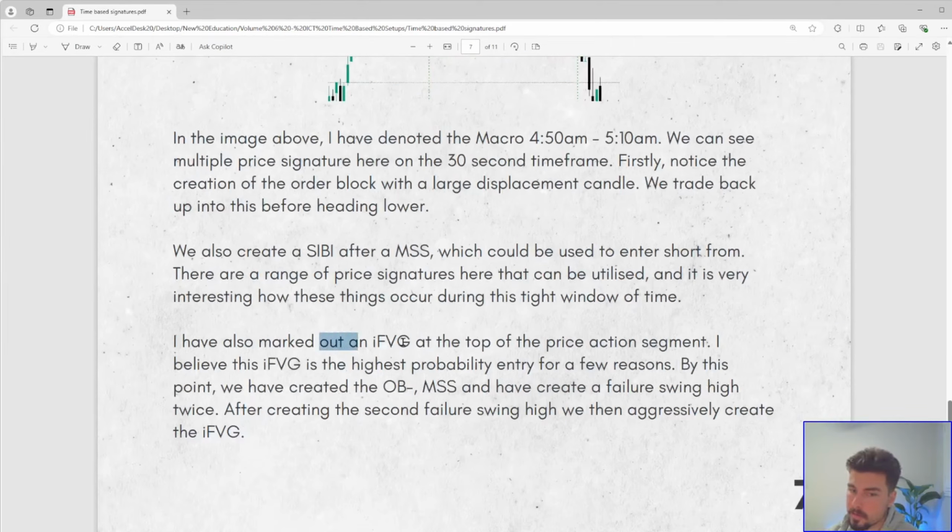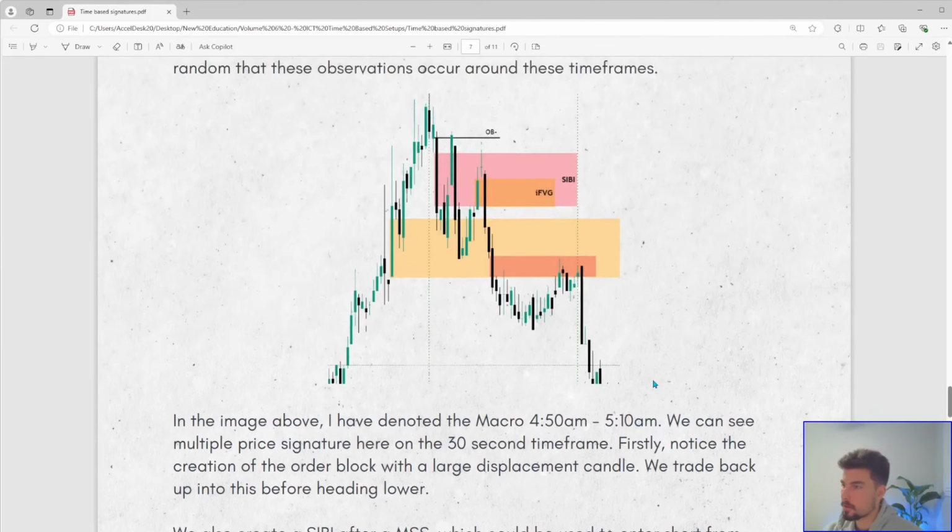Right, I've marked out the inversion fair value gap, and it's the highest probability setup. So I personally, if you're looking for what I do personally, I trade within macros. Why do I trade within macros? Because price usually does important things there. But here's the thing, not every macro is tradable. Right, so yes, price is algorithmic. Yes, it's bullish in macros sometimes, but it doesn't always do that.